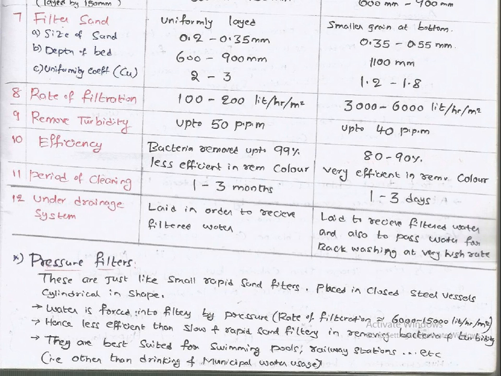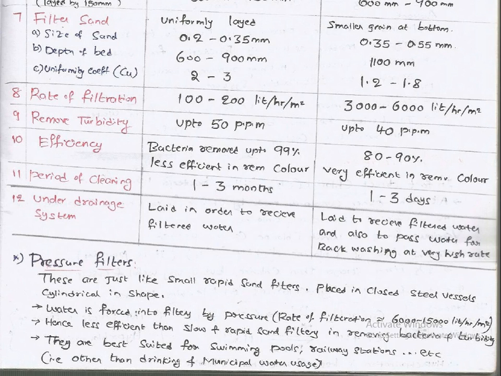Now pressure filters. These are just like small rapid sand filters placed in closed steel vessels, cylindrical in shape. Water is forced into the filter by pressure. Rate of filtration is 6000 to 15,000 liters per hour per meter square, hence less efficient than slow and rapid sand filters in removing bacteria and turbidity. They are best suited for swimming pools, railway stations, etc., that is, other than drinking and municipal water usage.